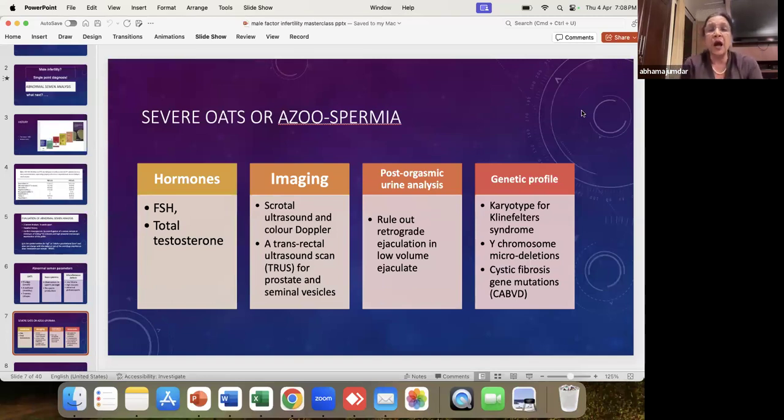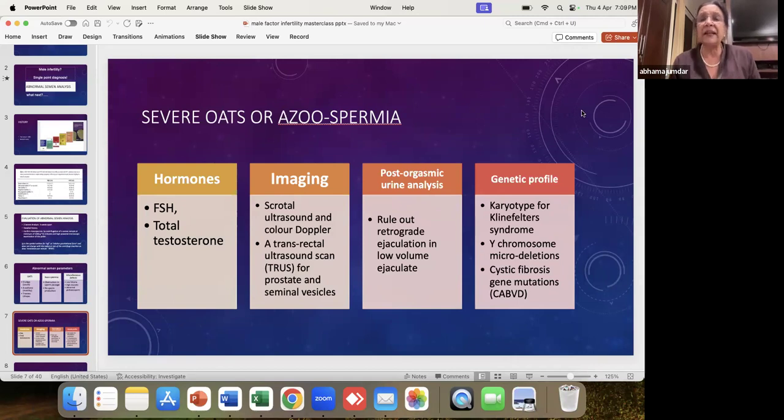Another one is rule out retrograde ejaculation in low volume ejaculate. If the patient, the man, says that he did feel that he ejaculated well, where did all the ejaculate go? So is it going into the urinary bladder? Because both the openings are there. The urinary valve should close while he is having an orgasm. But sometimes there is incompetence of this valve, and hence all the ejaculate goes into the bladder. So we will have to rule that out.